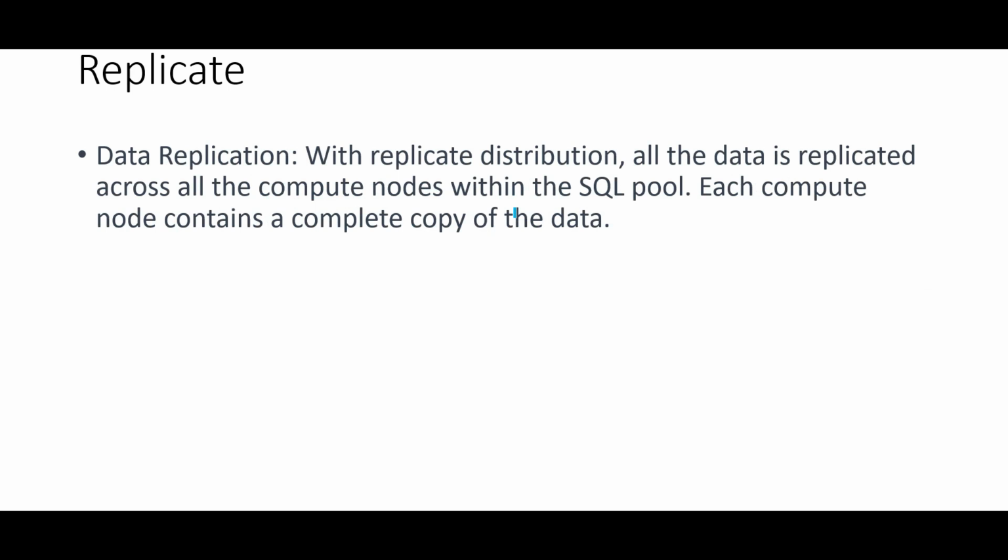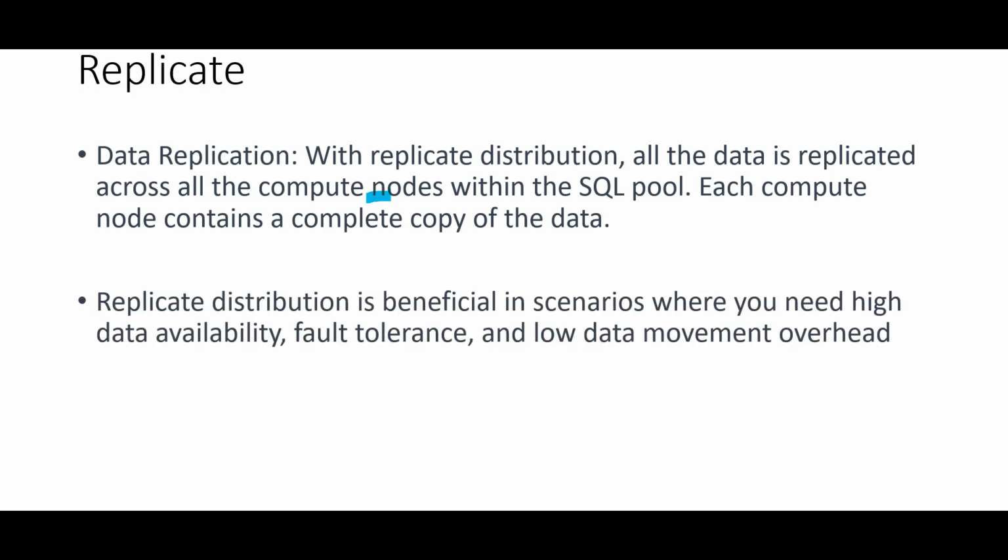Replicate distribution means all data is replicated in all compute nodes. Each compute node will have all data. So data will be replicated, copied again and again. Obviously, such things are not good for performance, but very good for scenarios where you need high data availability and fault tolerance. Suppose one compute node is not performing, your application can still access data from another compute node. And this is good for cases where low data movement overhead is there, so data is not getting updated, deleted, and so on again and again.